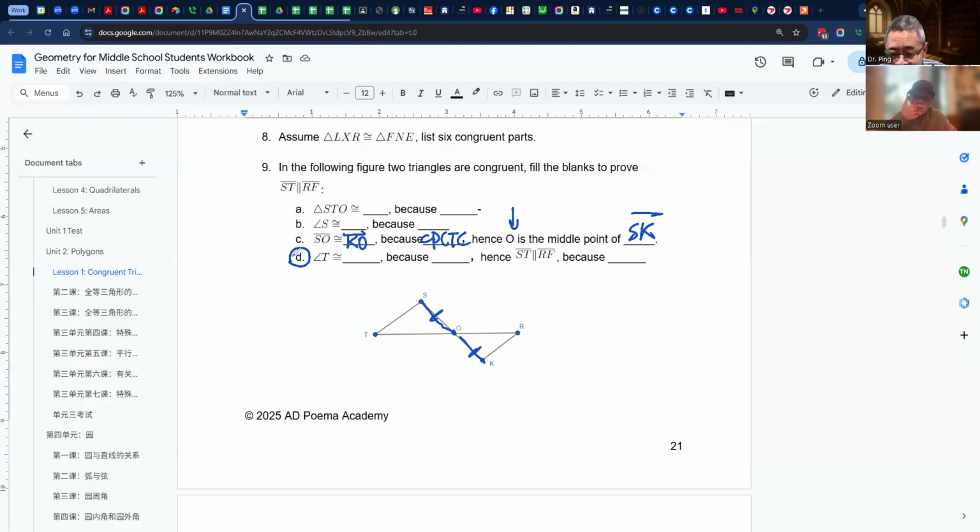Okay, now let's do D. Angle T is congruent to angle R, and the reason is because what's the reason?